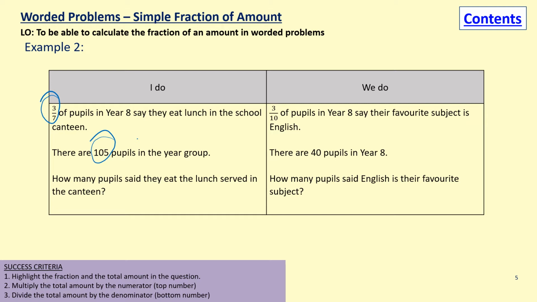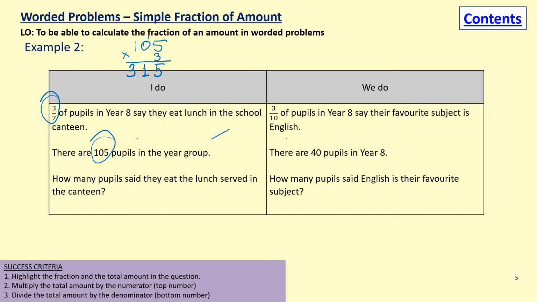So there are 105 pupils in the year group, and I will multiply it first by the numerator of the fraction. Numerator of the fraction is 3, and I'm going to use the column method just to remind some of you. Some of you can do it in your head, that's fine. Some of you might want to use the column method. That's okay as well. 3 times 5 is 15. So 5 goes here, 1 is carried over. 3 times 0 is 0. Plus 1. 3 times 1 is 3. So it's 315. So step 2 is done.